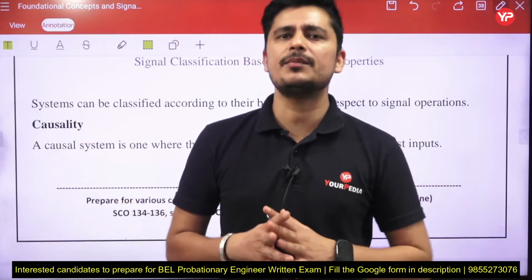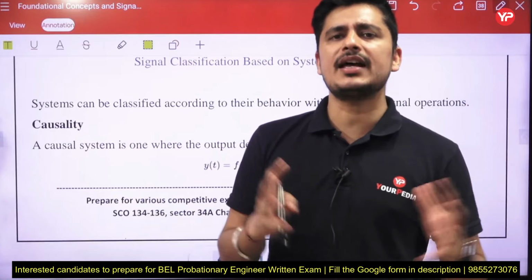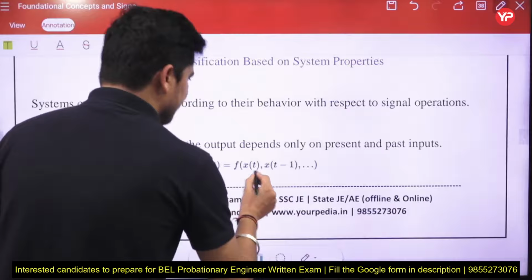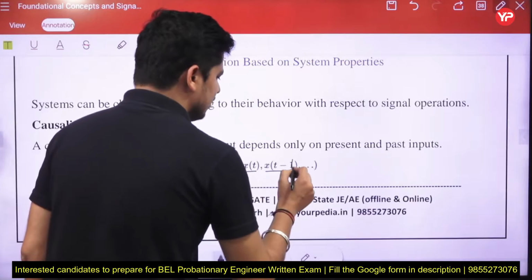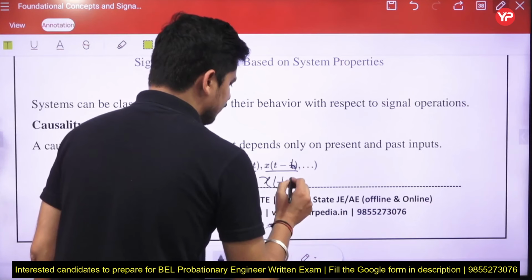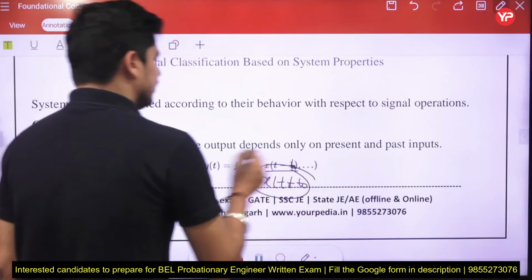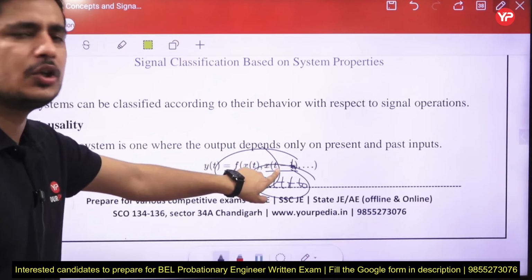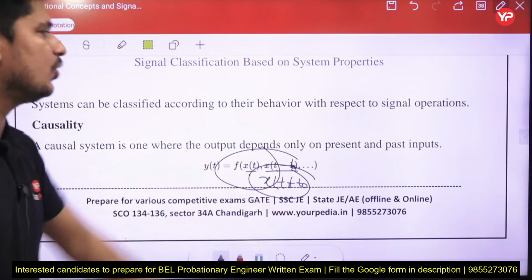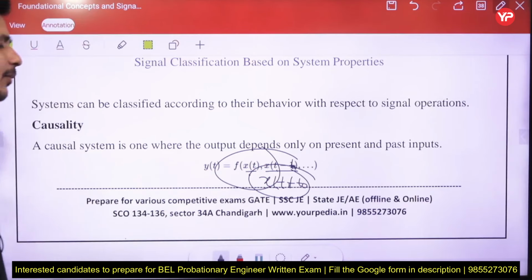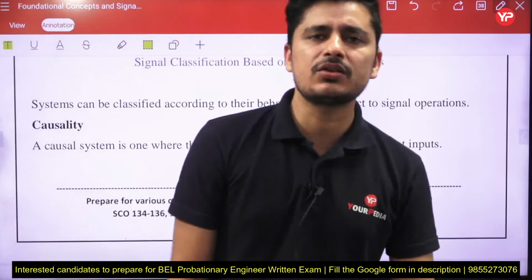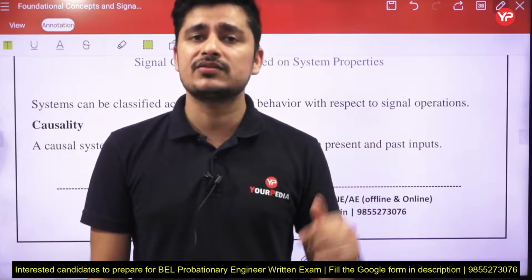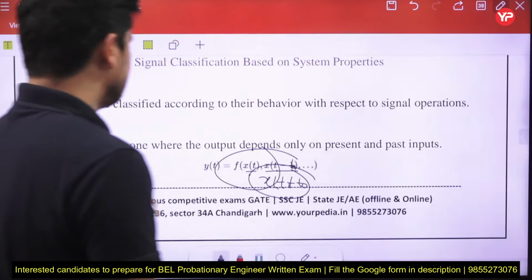When we talk about a system, it has three types of input: present input, past input and future input. The present input of the signal is x(t), the past input is x(t minus t naught), and the future input is x(t plus t naught). These are the three inputs: present, past and future. So whenever we are talking about causal systems, causal systems are those systems whose output depends only on the present as well as the past input. Those are causal systems, right?